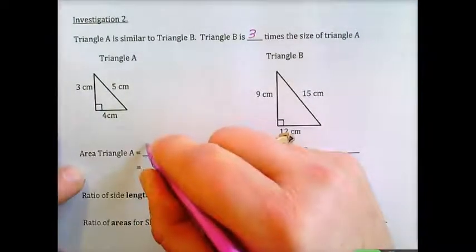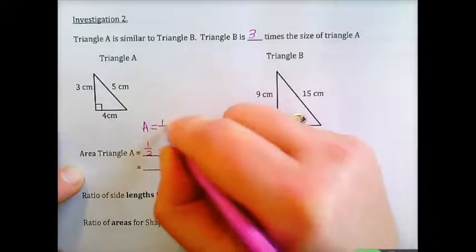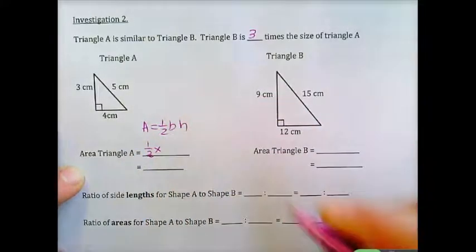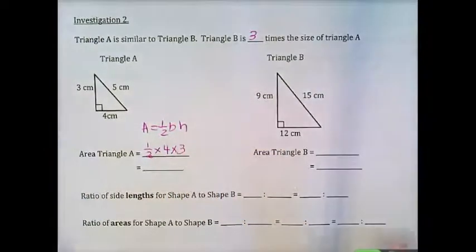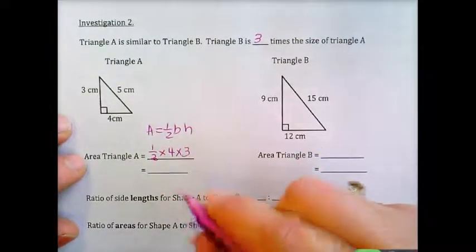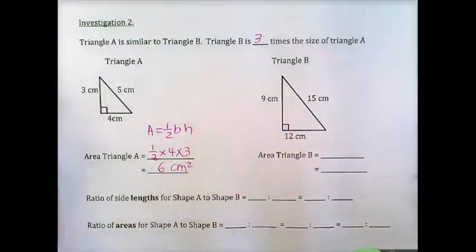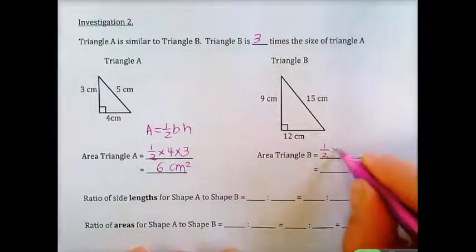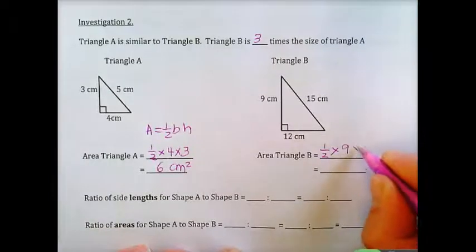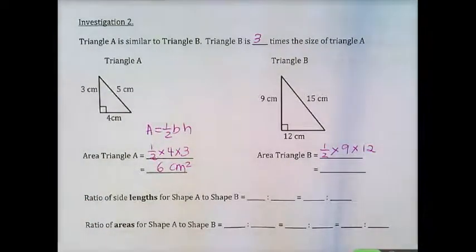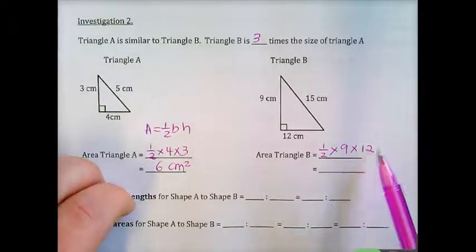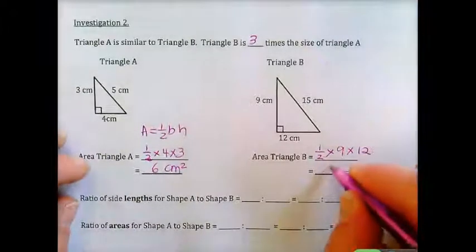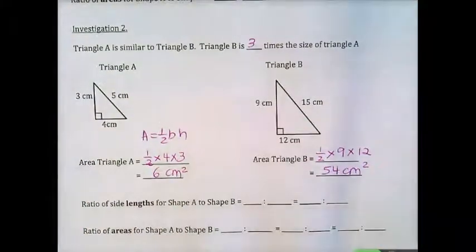What's the area of triangle A? What's the formula? Area is a half b h, so it's half times, what's the base? 4, what's the height? As long as the base and the height are at right angles to each other, what do we get there? 6 centimetres squared. Let's look at the second triangle. Area is a half of 9 times 12. Now, ladies, if you want to do this without a calculator, you can. You can multiply in any order. A half of 12 is 6. 6 times 9 is 54. The area is 54 centimetres squared.